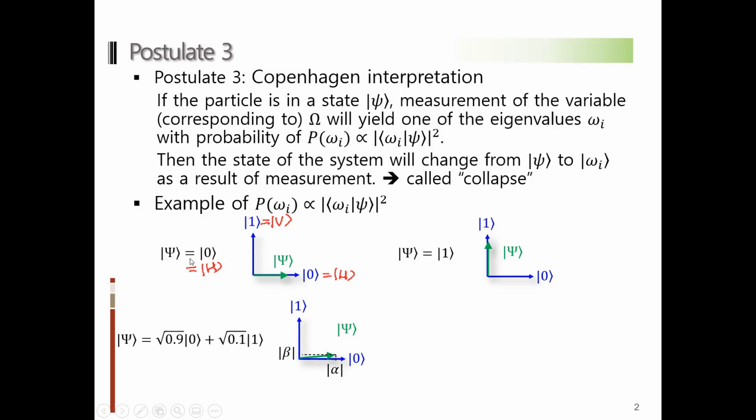If it is a definite state like zero or one, then you know that you will always get zero or always one. But if your state is a superposed state, then quantum mechanics does not tell you what value you will get next time. So that's the tricky part of quantum mechanics.